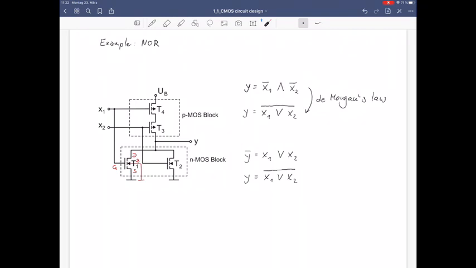Second, it will never occur that we have a conducting path through both blocks at the same time. This, of course, would create a short between the supply voltage and ground and would definitely blow up the circuit. That's also something you don't want to have in integrated circuits. So this is basically all you need to know concerning the design of CMOS circuits, and it means that you should continue with tutorial 1.2.